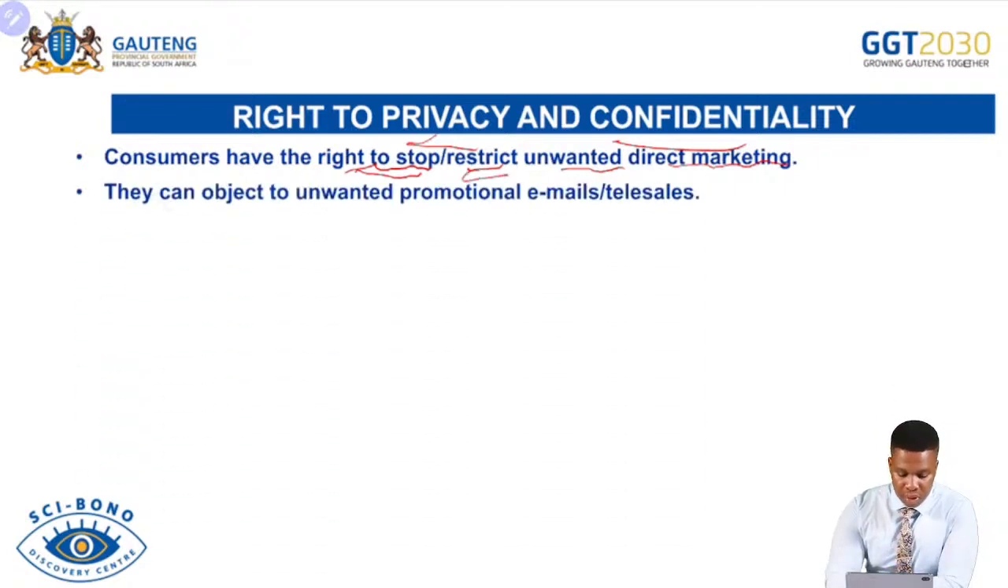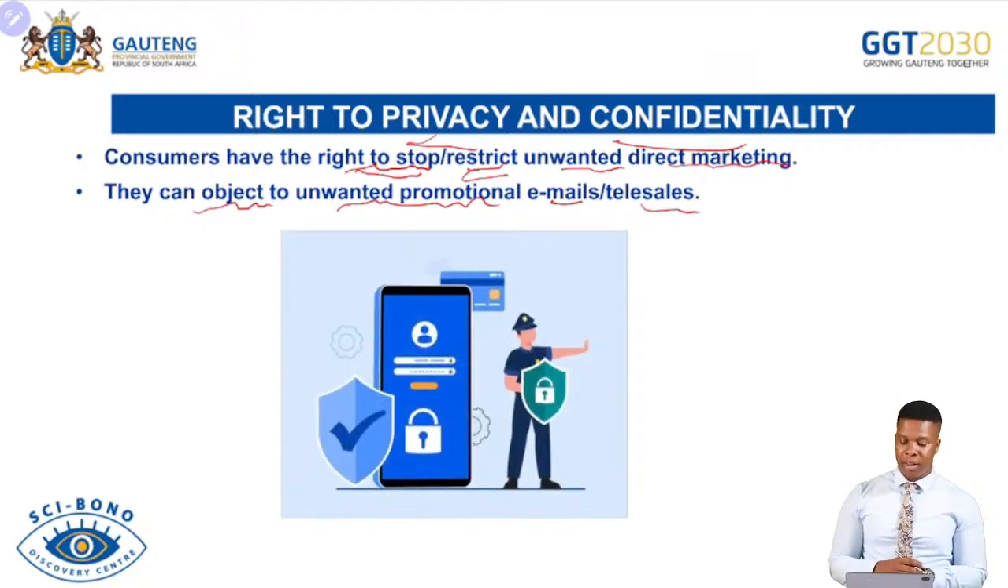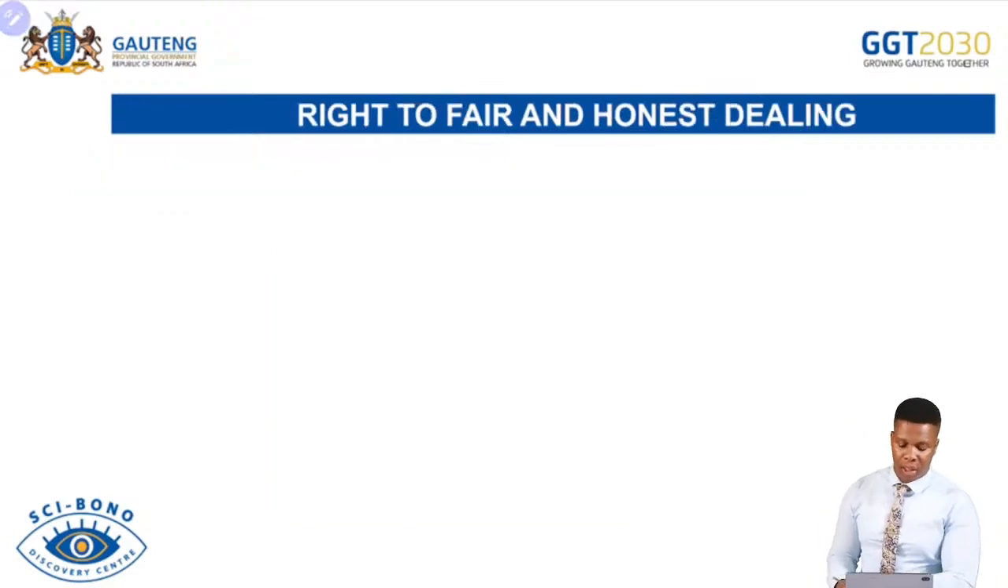And then they also have a right to what? They can object to unwanted promotional emails or telesales. So whenever you are engaging in online shopping, you know that they give you an option whether you would love their newsletter or not. So you can either tick yes if you would love to see their promotions, or no if you would not love their promotions. So that is basically the right to privacy and confidentiality, to say any direct marketing or direct selling can be restricted by the consumer. As you can see, you are protected from that. And remember, we are still talking about the Consumer Protection Act.